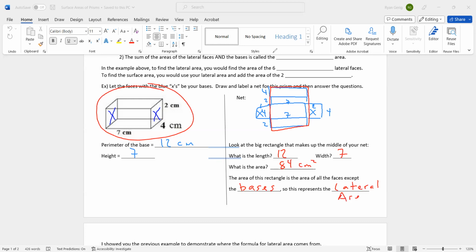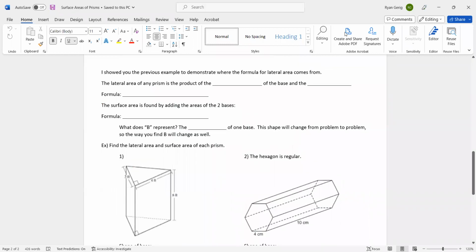Okay, so why am I showing you all that? Well, the perimeter of the base times the height gave me the area of the lateral faces. Does that work every time? It actually does. So the lateral area of any prism.